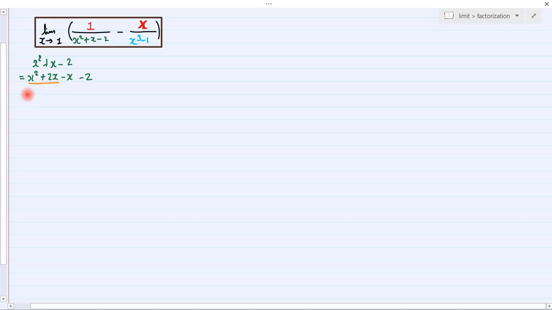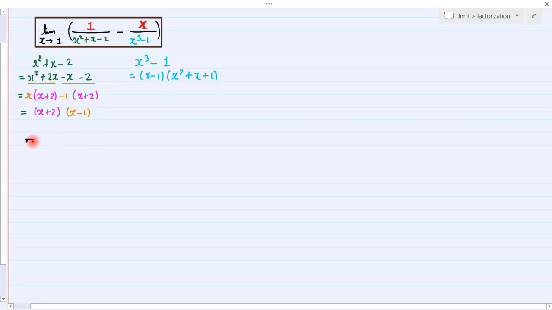From the first two terms, we can take x common, so the remaining term will be x plus 2. From the last two terms, we can take minus 1 common, so we'll get x plus 2. Finally, we get x plus 2 into x minus 1 as the factors. And the denominator of the second term, x cube minus 1, can be factorized as x minus 1 into x square plus x plus 1.